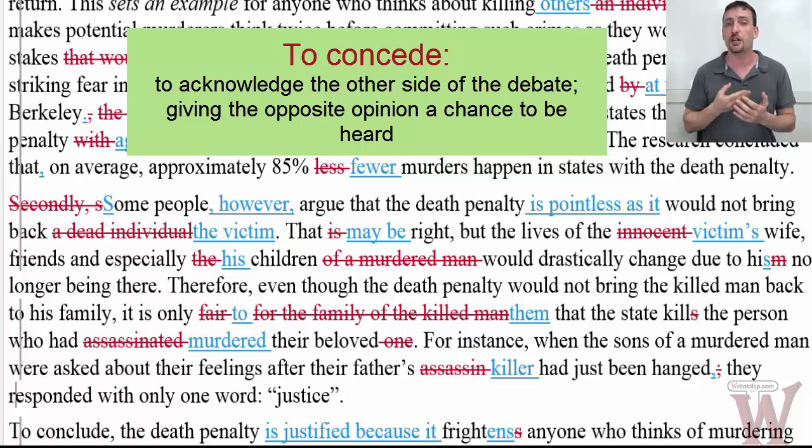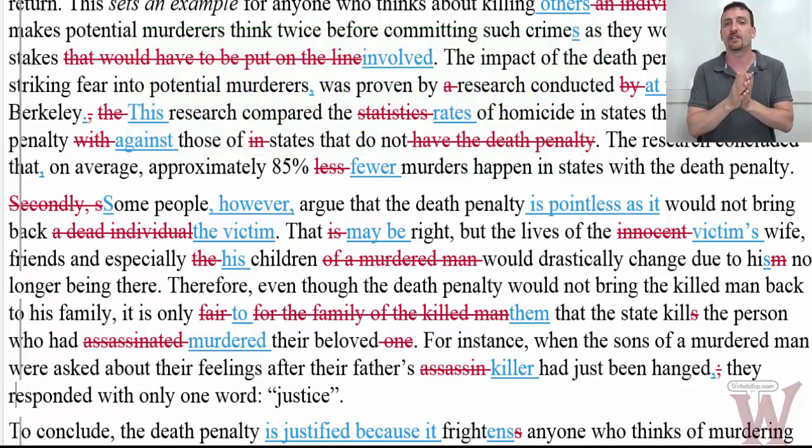A concession is a very powerful tool in writing an essay, but you have to tell the reader they're about to get a contrasting view. So I took out the "secondly" and put in a "however." "However" shows contrast. Now, "however, argue that the death penalty would not bring back." Well, obviously, it's not going to bring back the victim. We know that. So what's the point of this sentence? That the death penalty is pointless because it does not bring the victim back. We're talking about a just punishment.